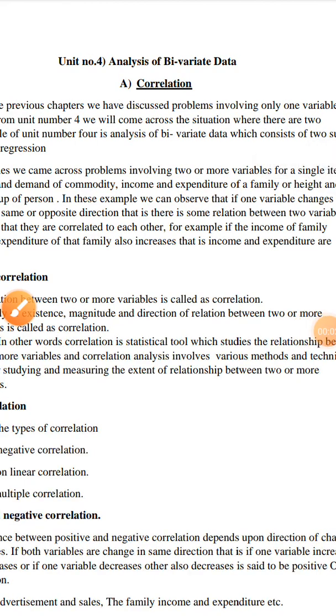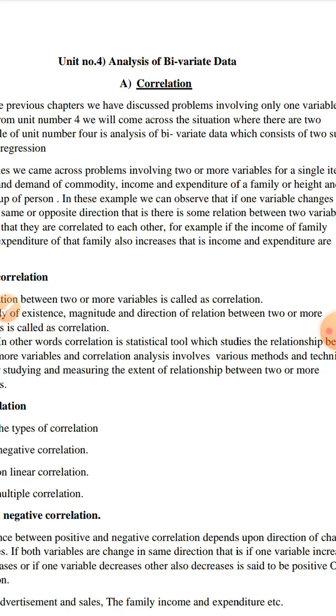Hello everyone. In this lecture, we are going to see the last unit of semester 3, analysis of bivariate data, after the completion of unit number 3, measures of dispersion. Unit number 4 consists of two subunits: correlation and regression. In this lecture we are going to see the first sub point, correlation.